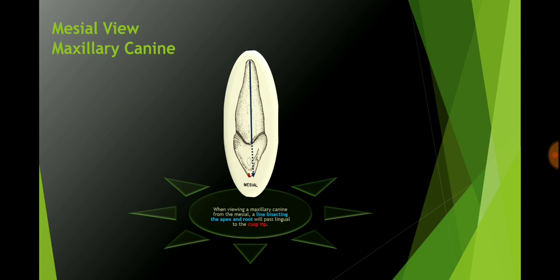So still the mesial view of the canine. Now, very important here. Very important slide. When you're viewing the maxillary canine from the mesial, a line bisecting the apex and the root is going to pass lingual to the cusp tip. As you can see in the image there, the line from the root apex doesn't pass through the midline of the crown, it goes to the lingual side. It passes lingual to the cusp tip.